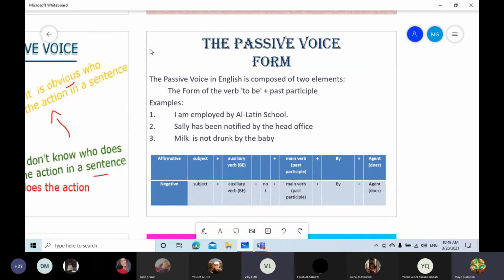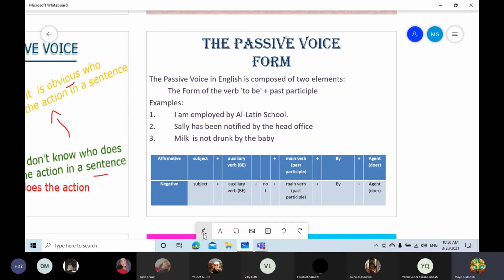The passive voice in English is composed of 2 elements. The form of the verb to be plus past participle. Example: I am employed by a Latin school. Sally has been notified by the head office. Milk is not drunk by the baby. Thank you, dear.